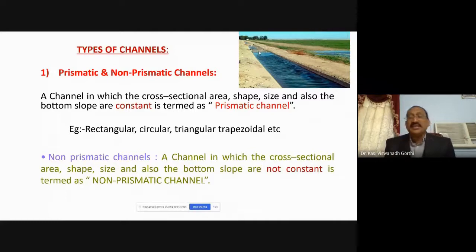The slope also may be changing for various reasons. The longitudinal slope may be changing. So if the longitudinal slope is changing for the first 2 kilometers and then for the next 2 kilometers the slope is different, then it becomes a non-prismatic channel. Then what is a prismatic channel? You consider only the first 2 kilometers where there is no change, then that part will be a prismatic channel. If you take only the second 2 kilometers where there is no change, once again it is a prismatic portion of the open channel. But part 1 and part 2 together become a non-prismatic channel. So if the cross-sectional area, size, shape, and bed slope are not constant, it is termed a non-prismatic channel.